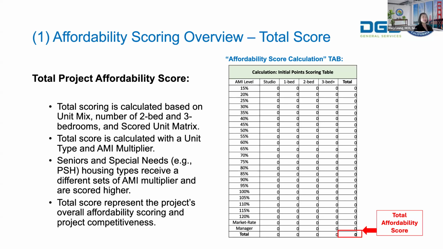After you enter in the unit mix as well as the number of 2 and 3 bedrooms, it will go to the affordability scoring calculation, automatically translating into your total project score. Because the number of 2 and 3 bedrooms and affordability levels play a significant role in the scoring, the AMI multiplier as well as the housing types multiplier for seniors or special needs housing are scored at a higher multiplier level, yielding your overall project score. And this score represents the project's overall affordability level scoring and the overall project competitiveness.